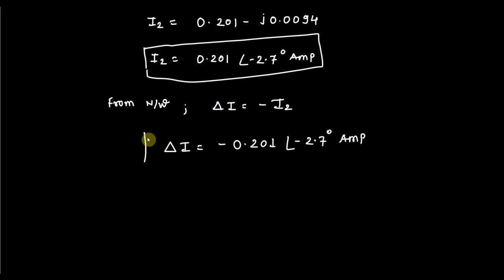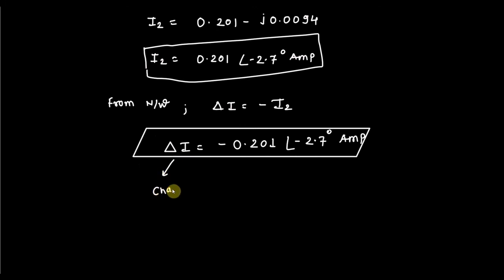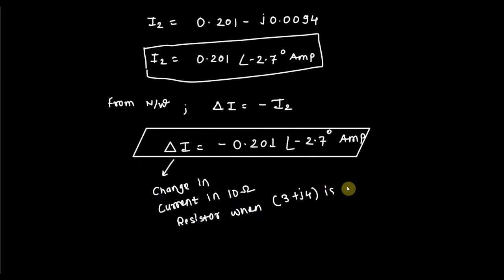So what does delta I represent here? Delta I represents the change in current in the 10 ohm resistor, which is what they have asked, when the impedance 3 plus J4 is changed to 4 plus J4. So this is your final answer. And here I have finished with my question.